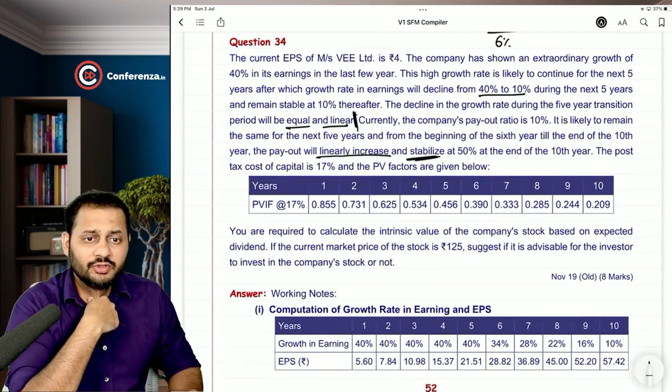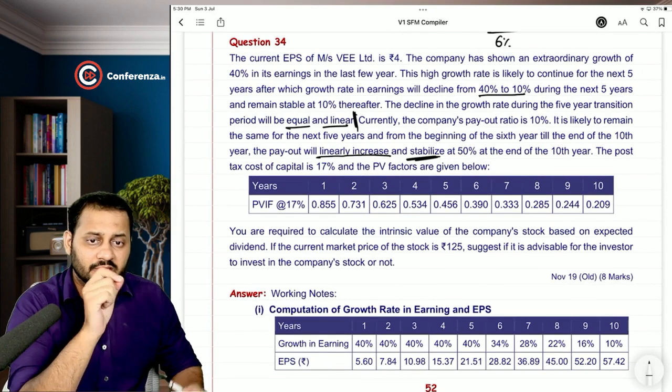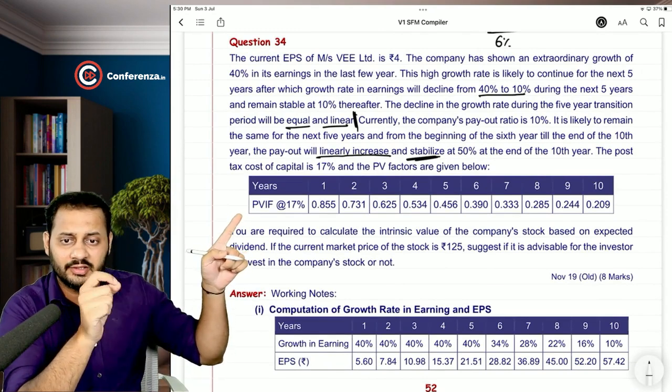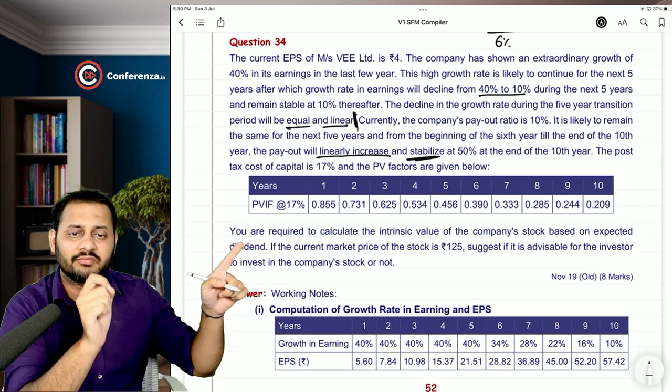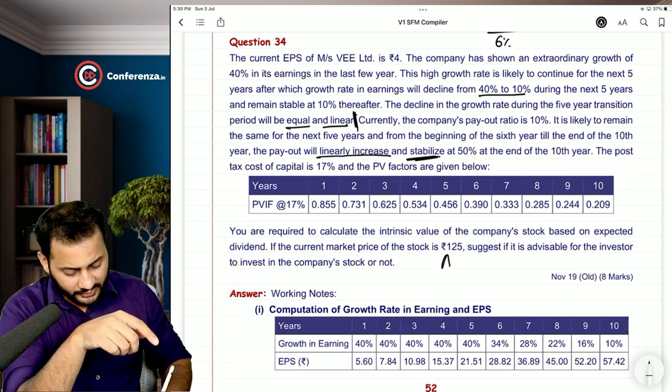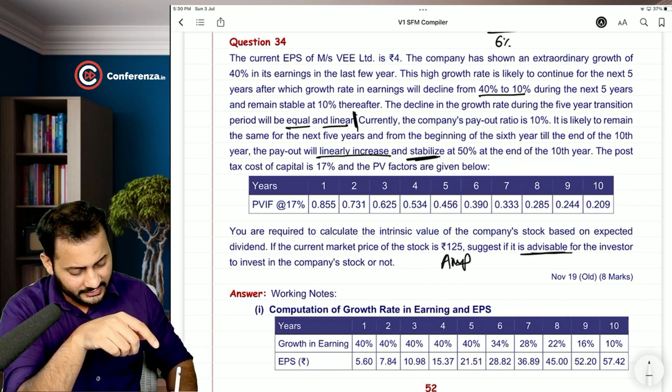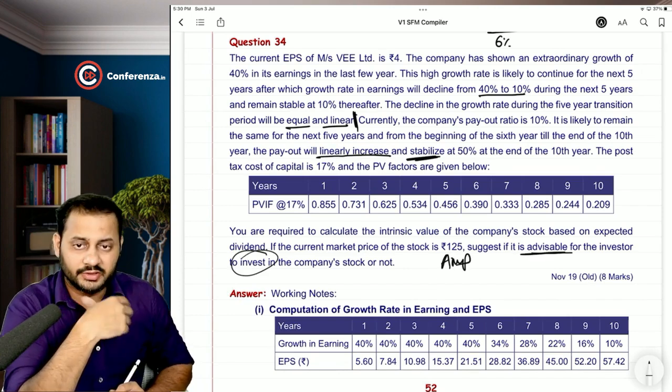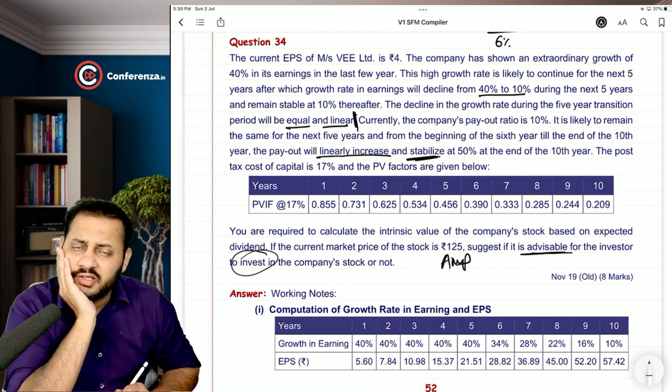The post-tax cost of capital is 17%. The present value factors are given to you in 3 decimals. You are required to calculate the intrinsic value of the company, and rest of the things are the same. That is, market price is given to you. Actual market price, you will have to advise whether the shares should be purchased or not. That's it. It's very simple.